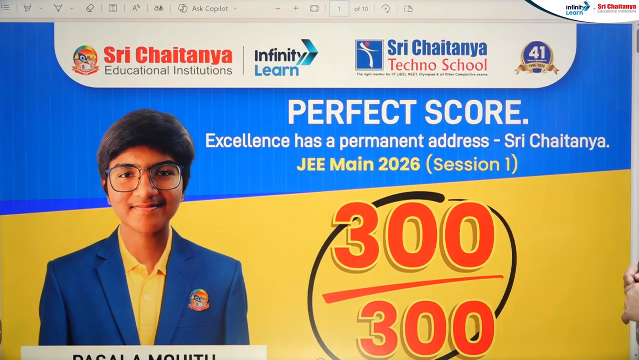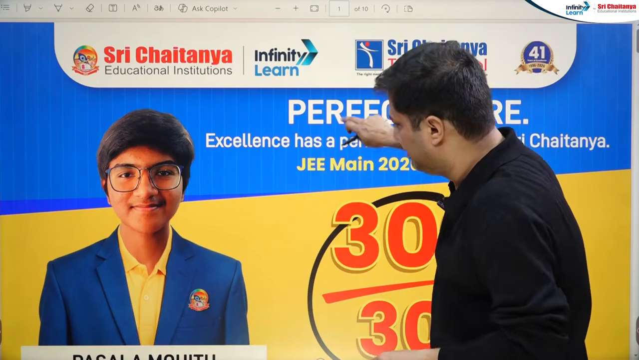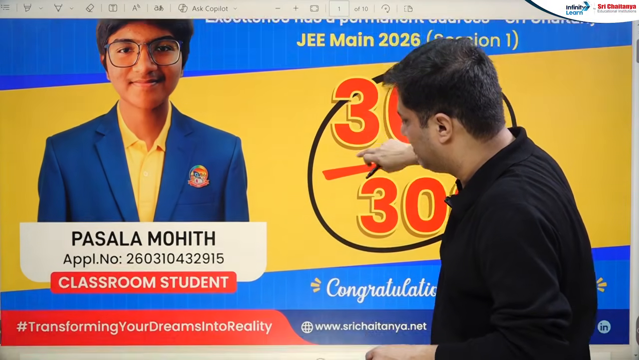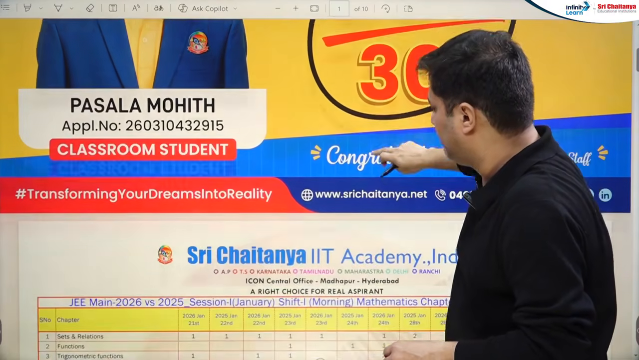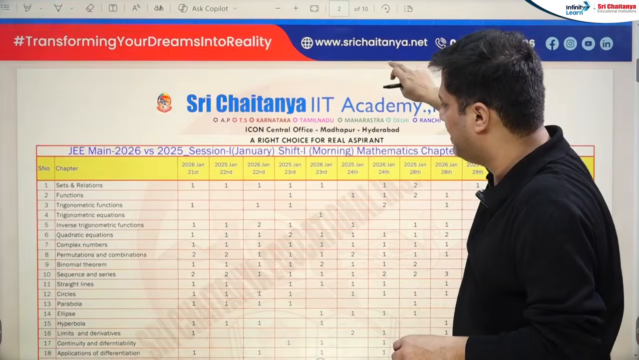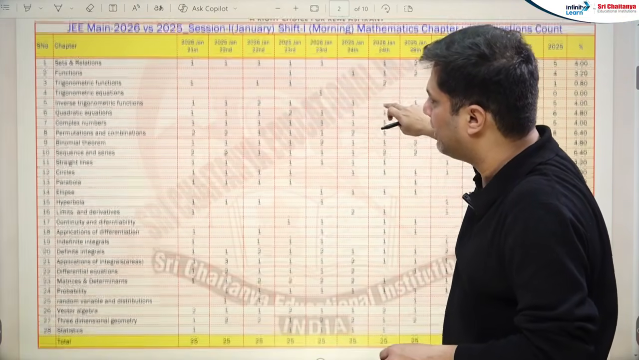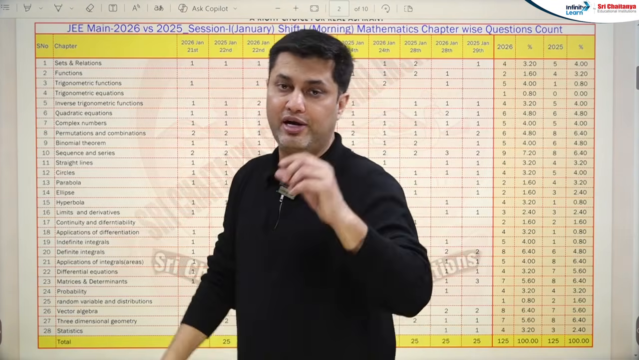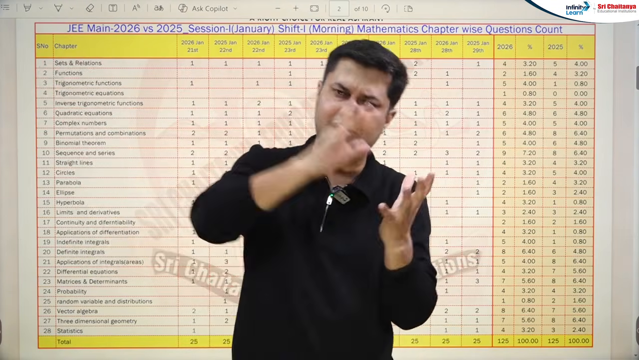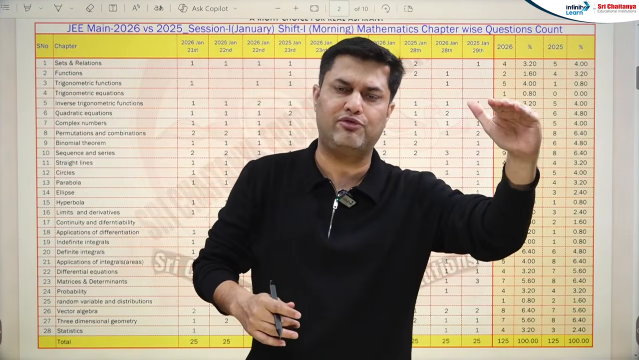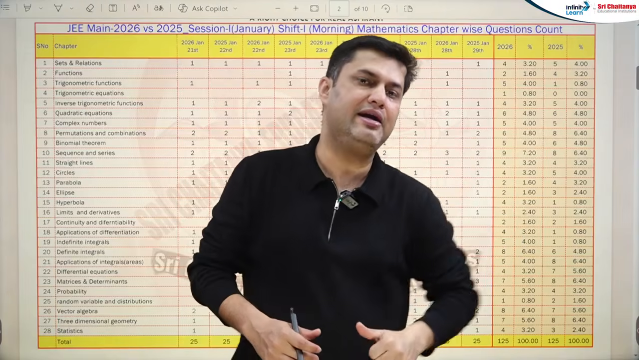Okay, so let's start with the mathematics portion. Chapter wise, 2025 and 2026, what is the comparison in mathematics for every chapter? Like whether the weightage has increased, decreased, or remained constant for every chapter. Let's see in a detailed manner.